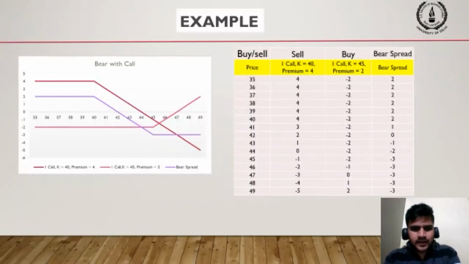Okay, so as you must be aware, a bear call is used when the investor thinks that the stock price of a stock will decrease.